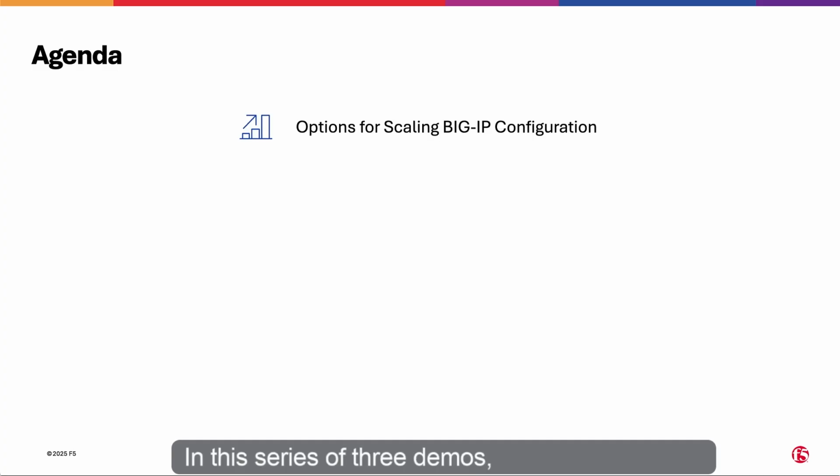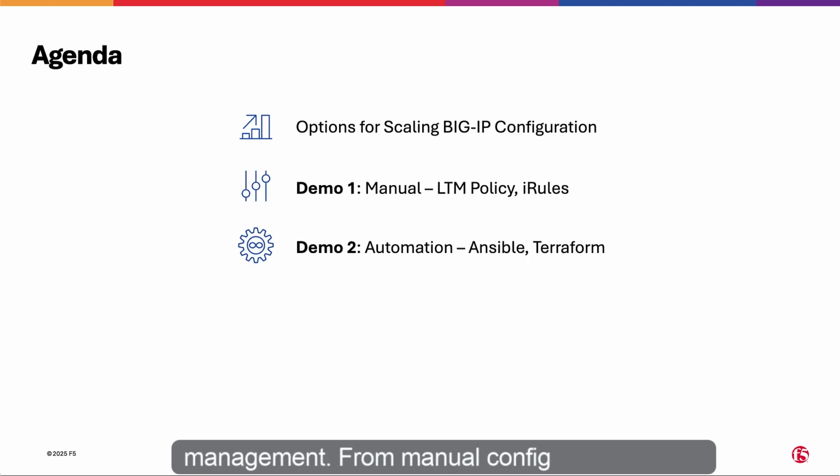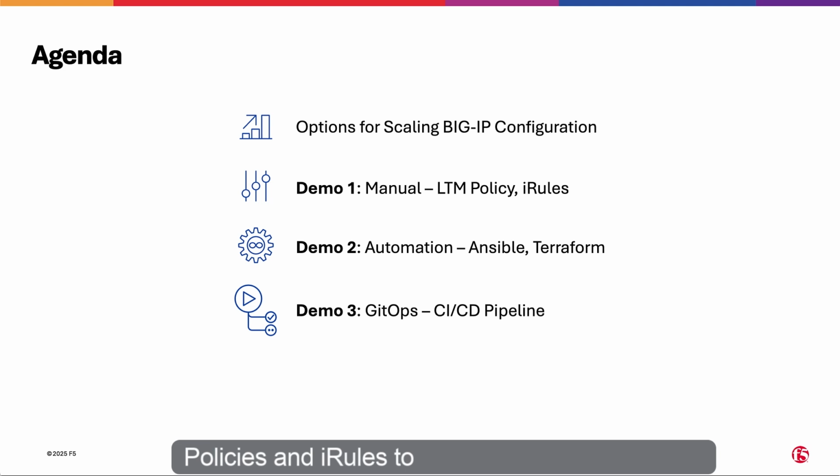In this series of 3 demos, we'll look at different approaches for scaling BIG-IP management, from manual config with LTM policies and iRules to automation with Ansible and Terraform, and bring it together with a GitOps example. We'll wrap up with key takeaways and best practices.